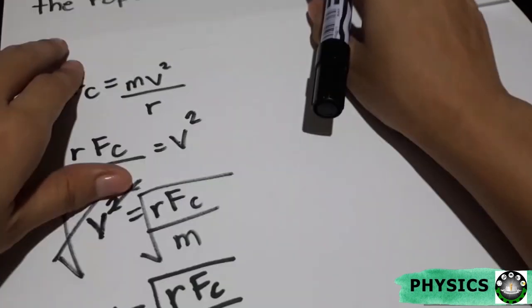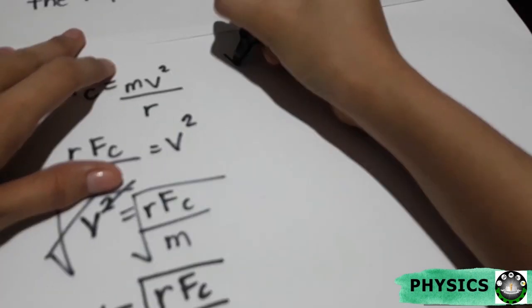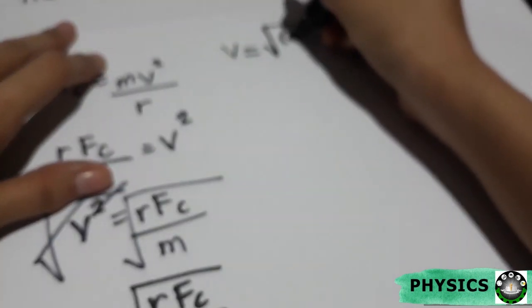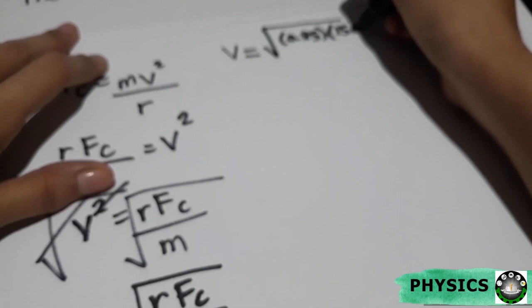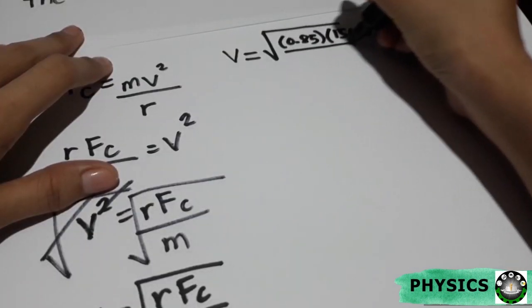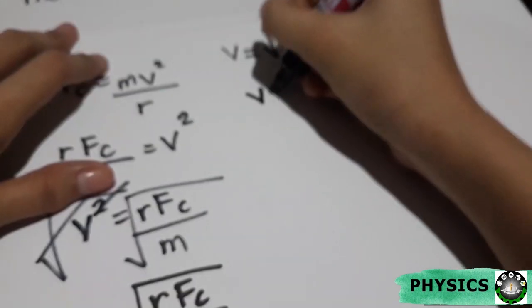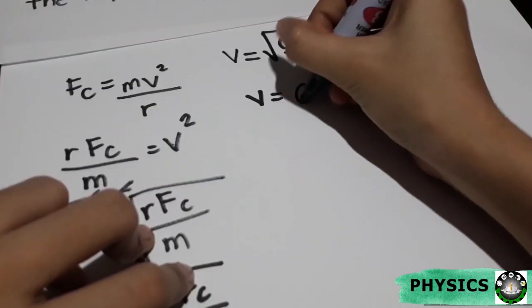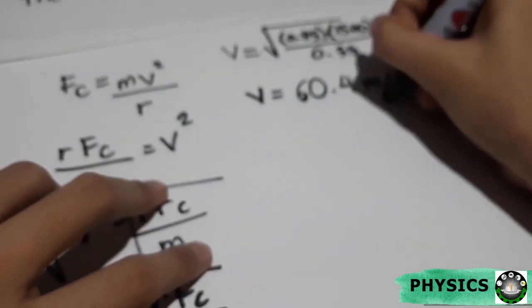So again, plug in the values. The value for speed is 60.4 meter per second.